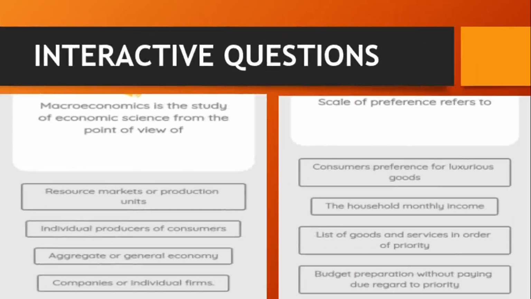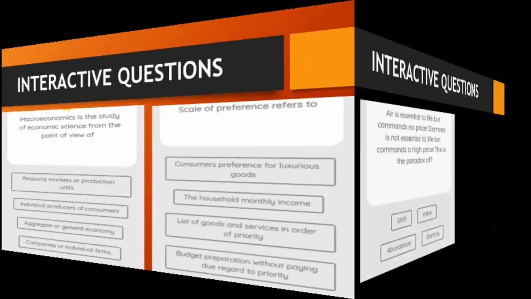Now, scale of preference refers to dash. First, consumers' preference for luxurious goods; the household monthly income; a list of goods and services in order of priority; budget preparation without paying due regard to priority. So the answer is the third on the list, a list of goods and services in order of priority.